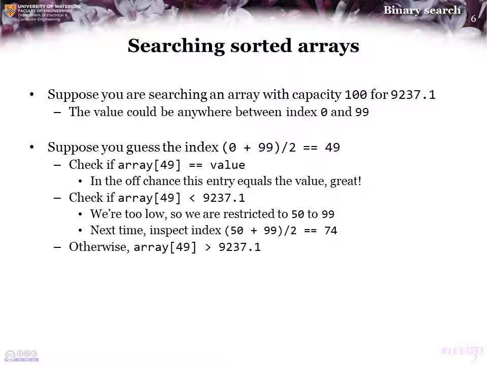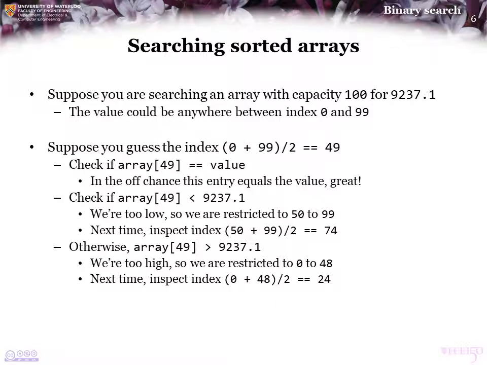The only other possibility is that the entry at index 49 is greater than what we're searching for. Consequently, we are too high, so we should restrict our searching now to indices 0 to 48, because again, the object we're looking for is not in index 49. With our next guess, once again, we will inspect the average of these two endpoints. So 0 plus 48 divided by 2 is 24.